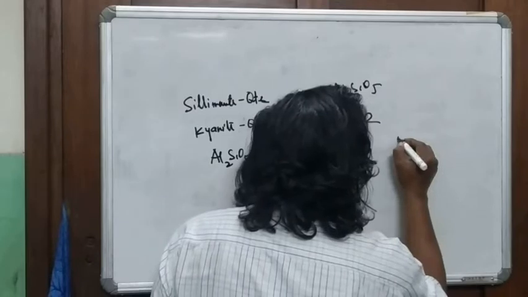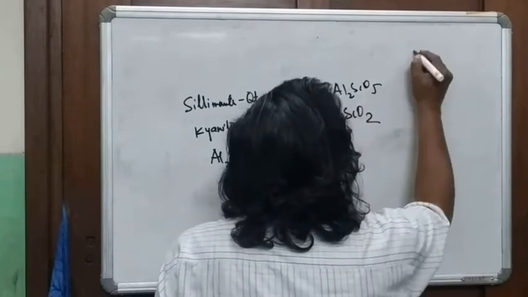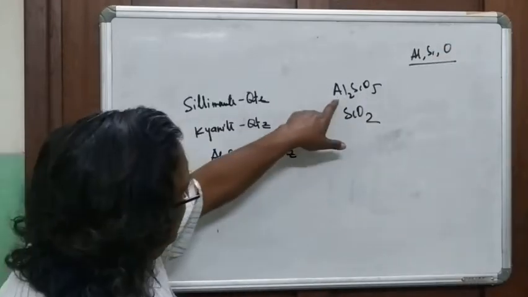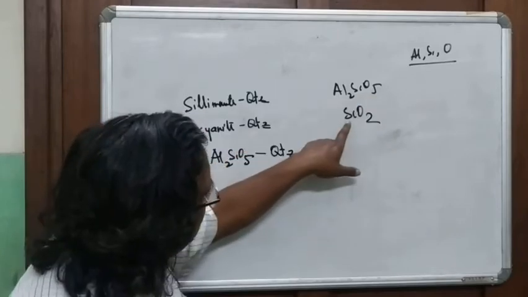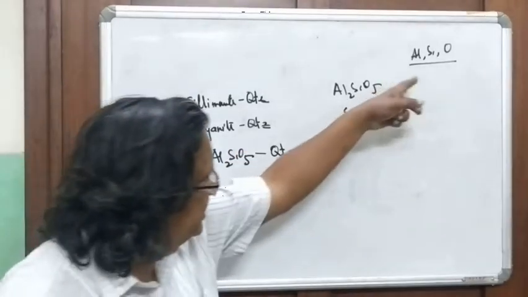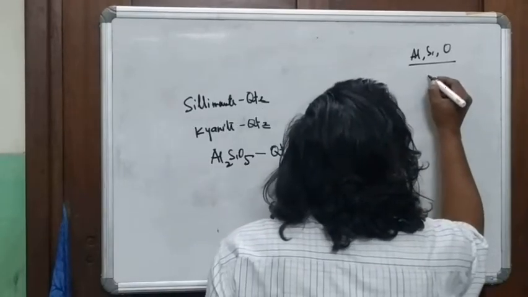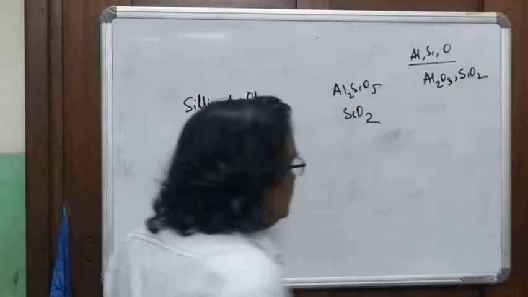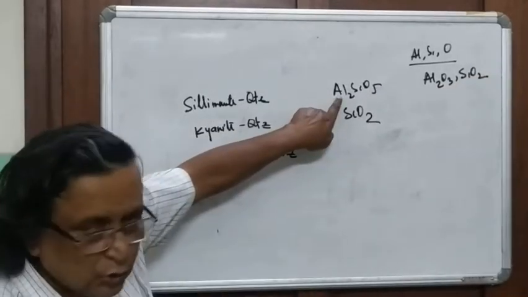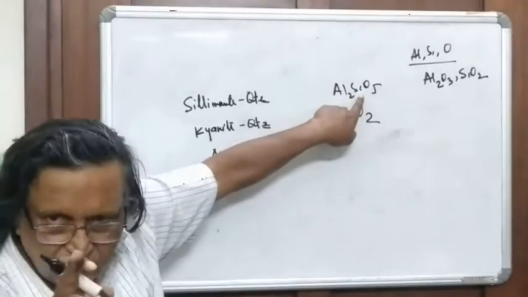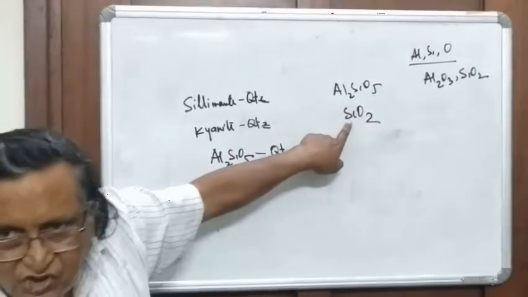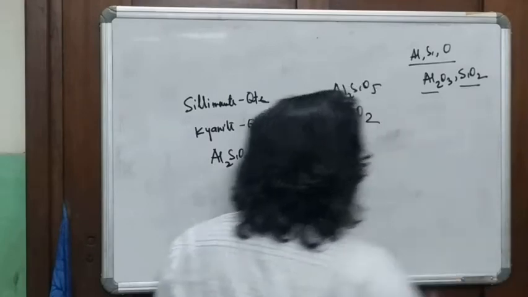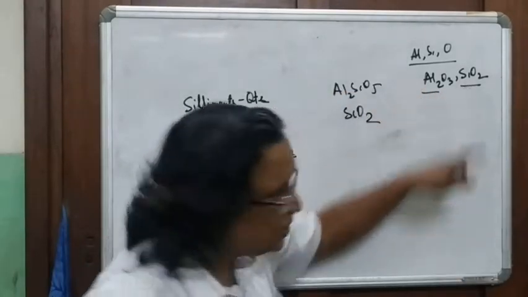We can do it by writing in terms of Al, Si and O. I can write like before, 2 Al, 1 Si, 5 O, and this one, 1 Si and 2 O. Or I can write in terms of Al2O3 and SiO2. So this will be 1 Al2O3 plus 1 SiO2, right? And this will be 0 Al2O3 plus 1 SiO2. So this could be another possibility. Here there are 3 components, here there are 2 components.